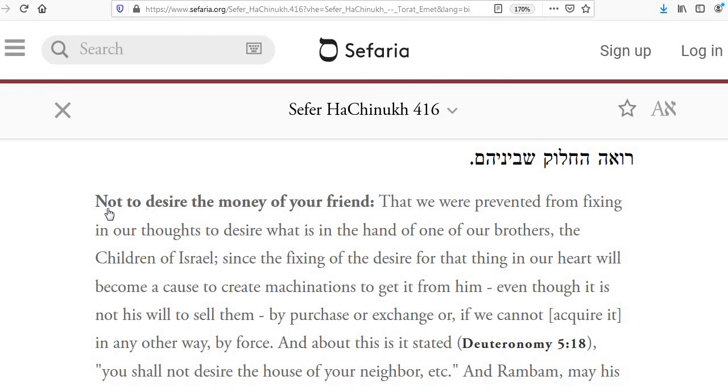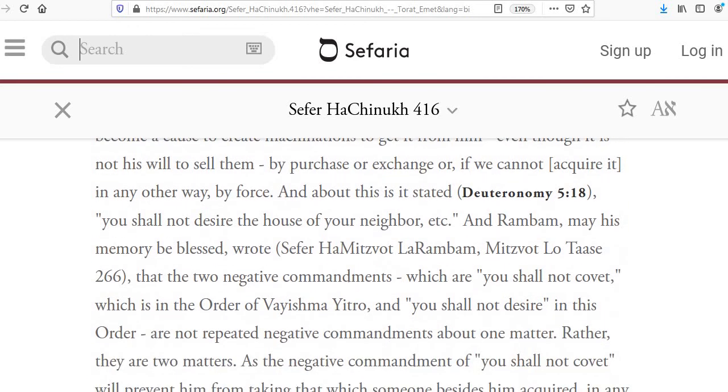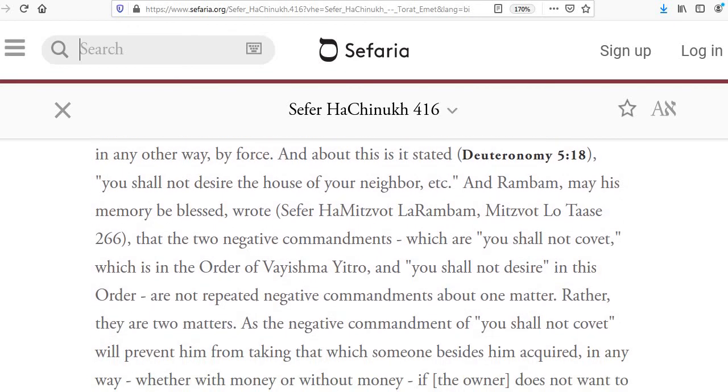Let's continue. Not to desire the money of your friend, that we were prevented from fixing in our thoughts to desire what is in the hand of one of our brothers, the children of Israel, since the fixing of the desire for that thing in our heart will become a cause to create machinations to get it from him, even though it is not his will to sell them by purchase or exchange, or if we cannot acquire it in any other way, by force. And it is stated, you shall not desire the house of your neighbor, etc.